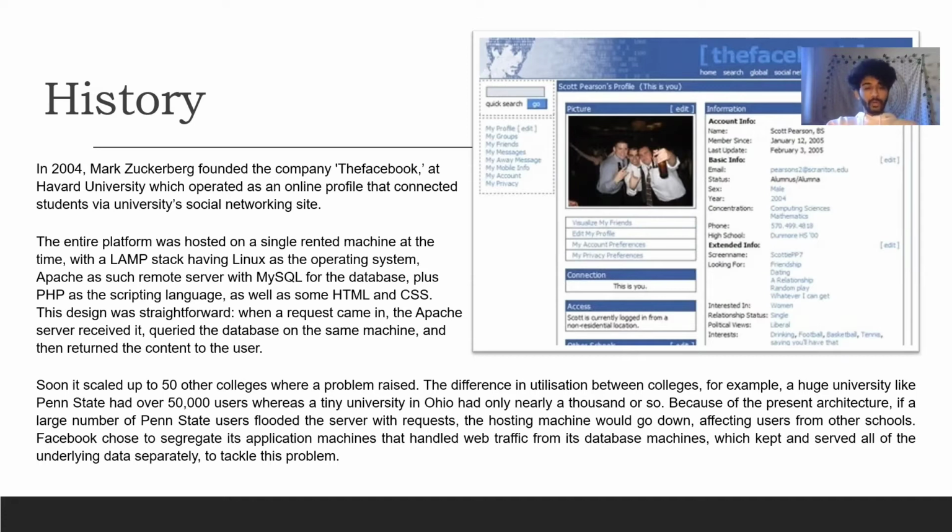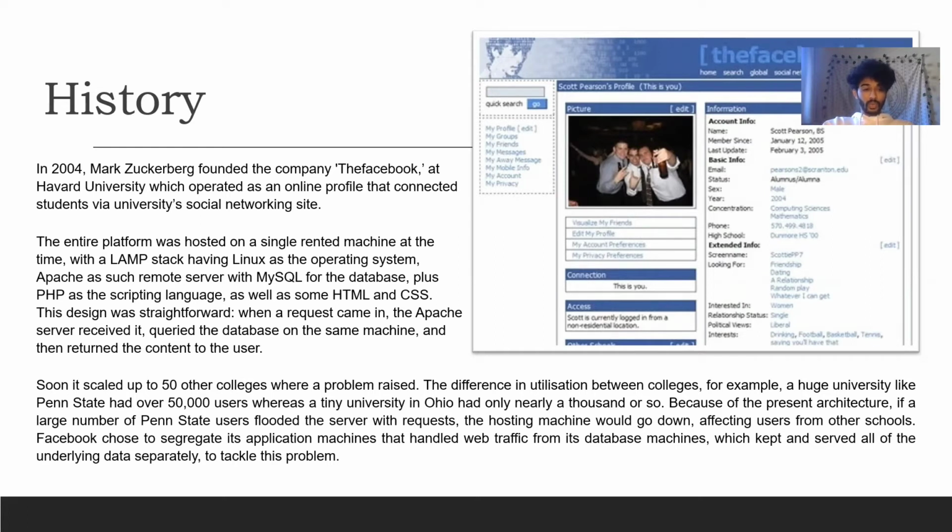The design was straightforward. When a request would come in, the Apache server would receive it, query the database on the same machine, and then return the content to the user. Soon, this product scaled up to 50 other colleges, but a problem arose. The difference in utilization between colleges, for example, a big university like Penn State had over 50,000 students, whereas a tiny university in Ohio might have nearly 1,000 or so. Because of the present architecture, if a large number of Penn State users flooded the server with requests, the hosting machine would go down, which would affect other schools as well.